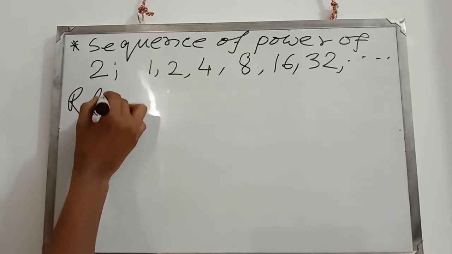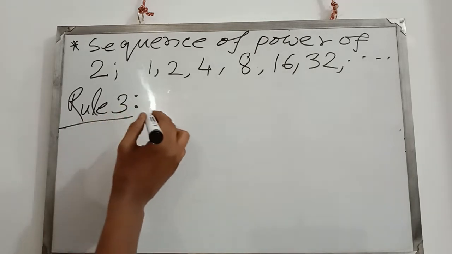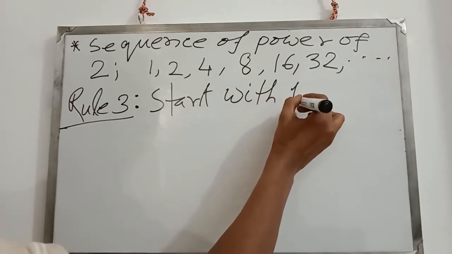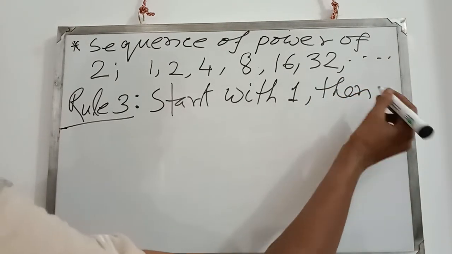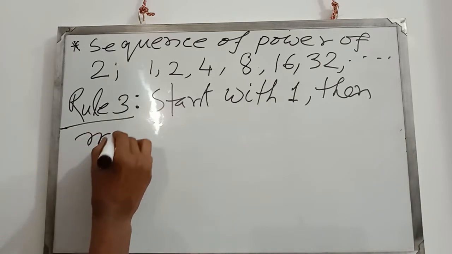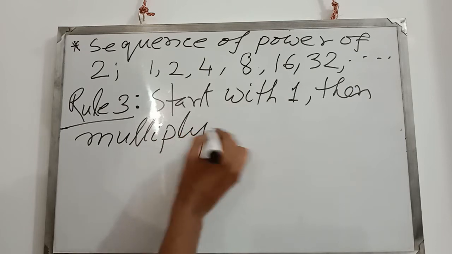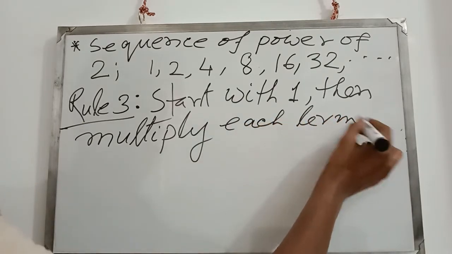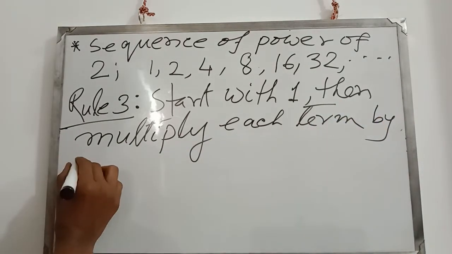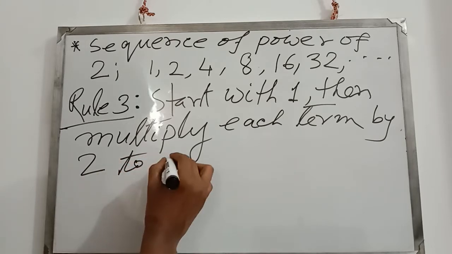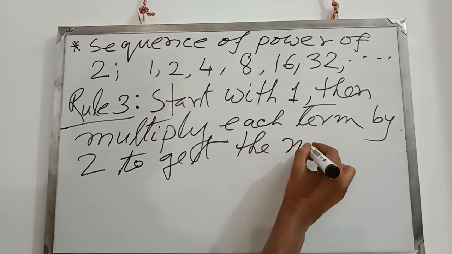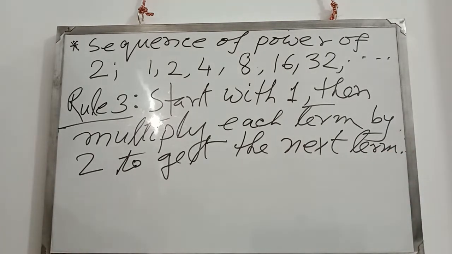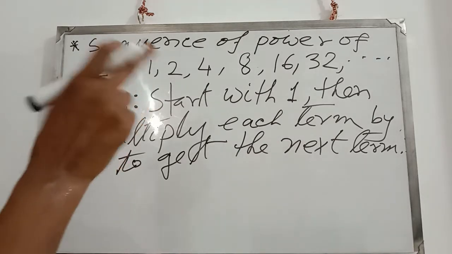Rule 3. Start with 1, then multiply each term by 2 to get the next term.